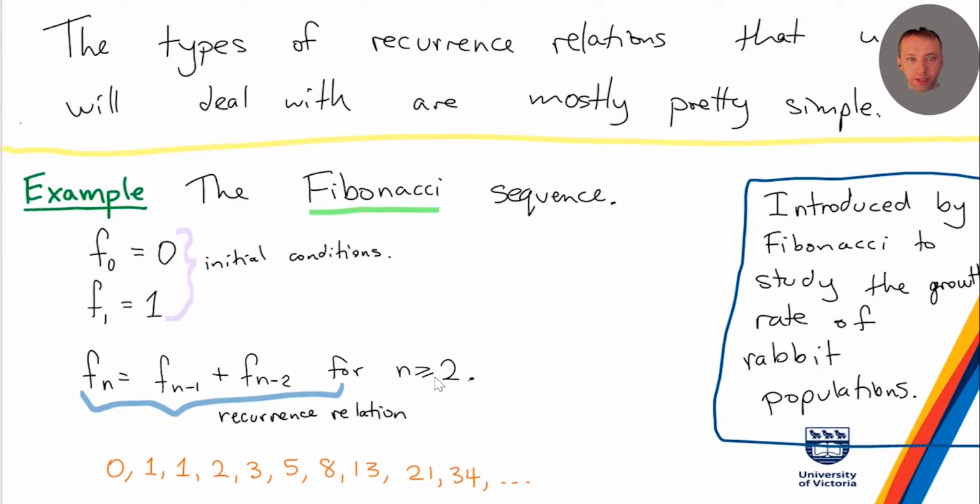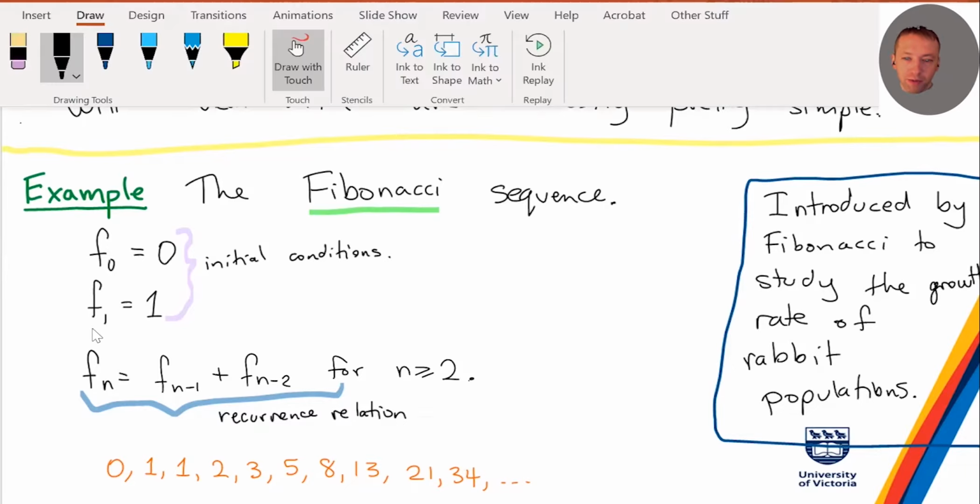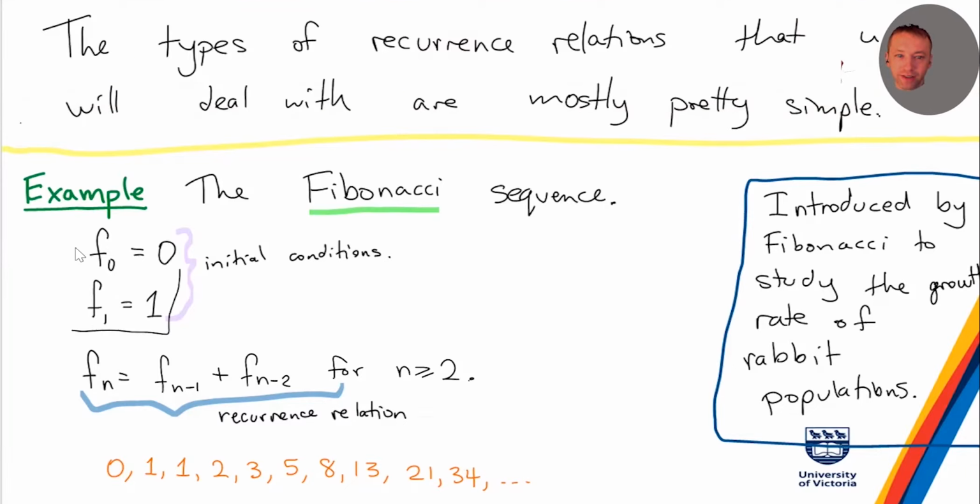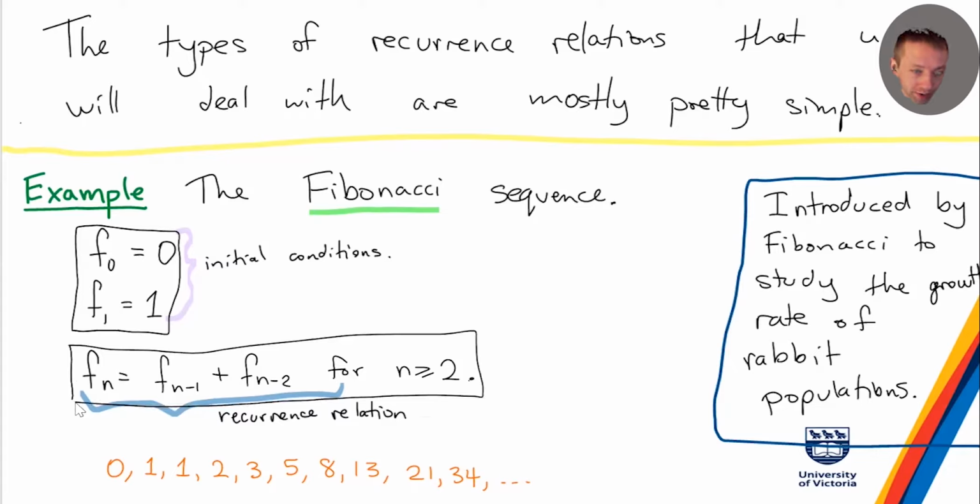So just to be clear on the definitions, this part of the information here is what we call the initial conditions of the recurrence or of the sequence. Initial conditions is just defining a few individual values. So f0 is 0, f1 is 1, and this part of it, the definition, is what we call the recurrence relation. So this is an equation which gives you instructions for how to make the nth term of the sequence from the n minus 1 and the n minus 2 terms.